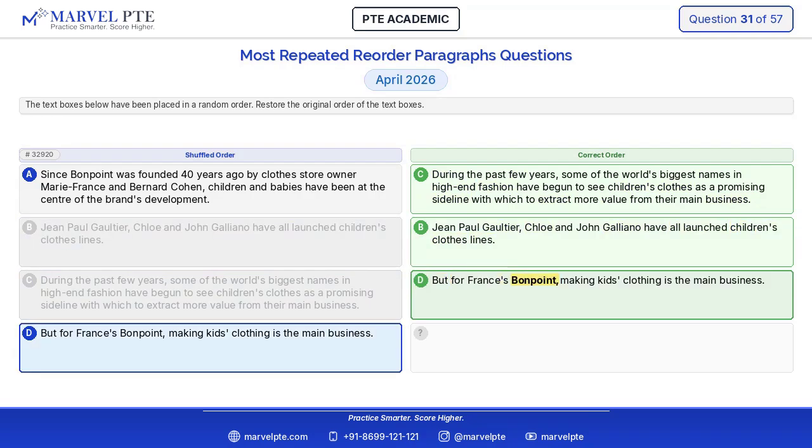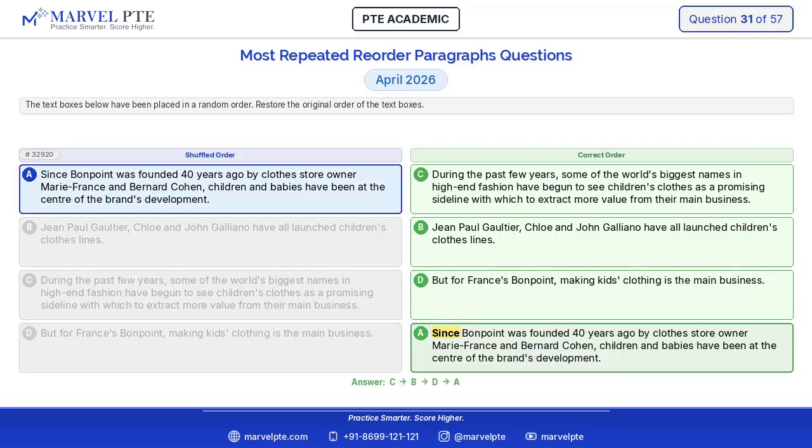But for France's Bon Point, making kids' clothing is the main business. Since Bon Point was founded 40 years ago by clothes store owner Marie France and Bernard Cohen, children and babies have been at the center of the brand's development.